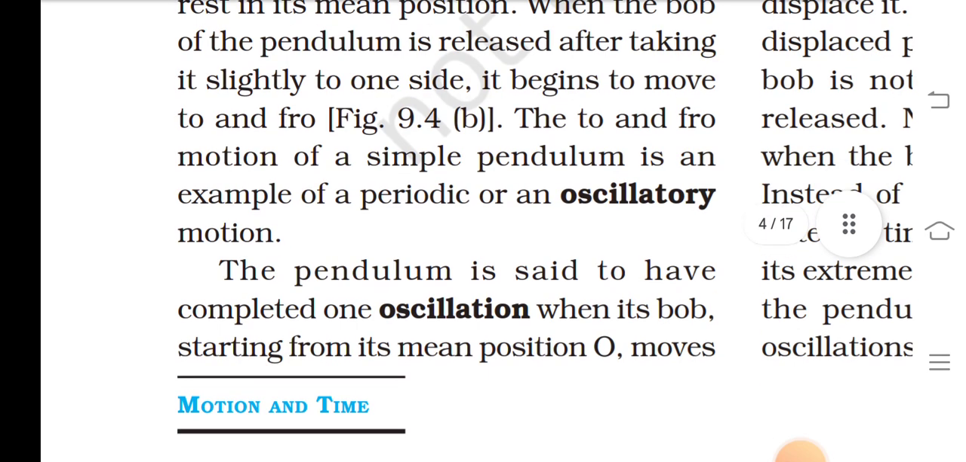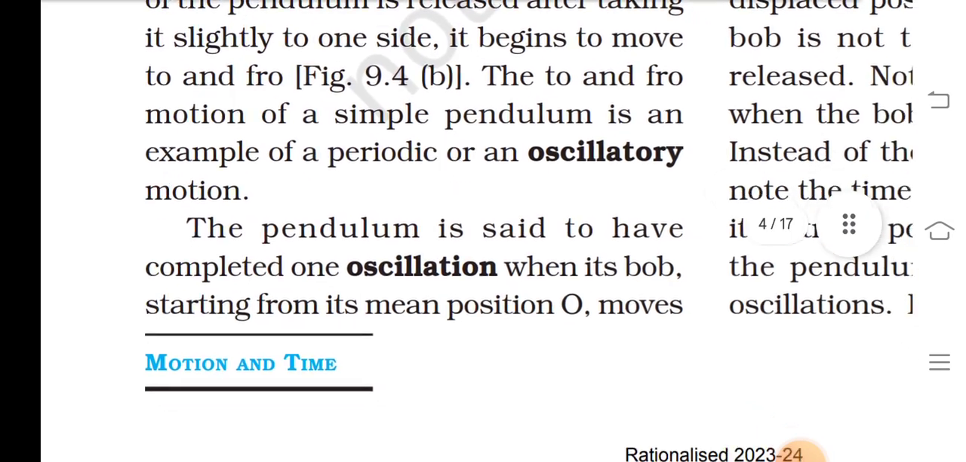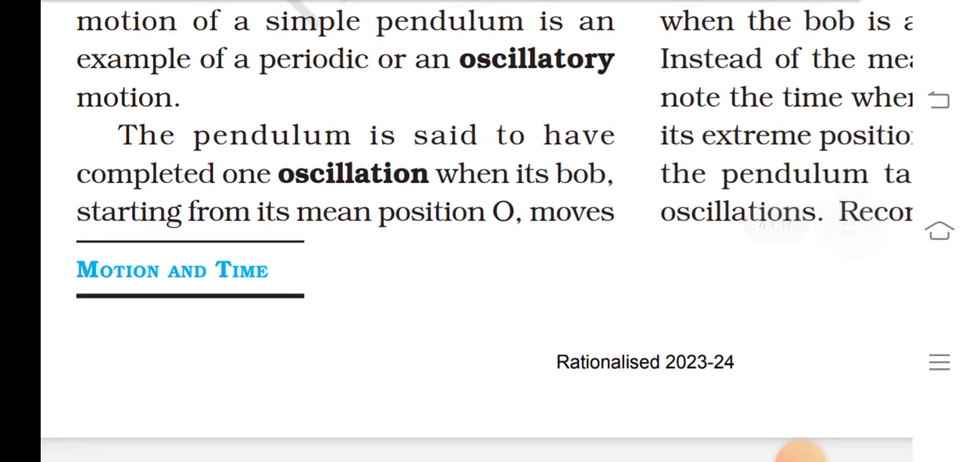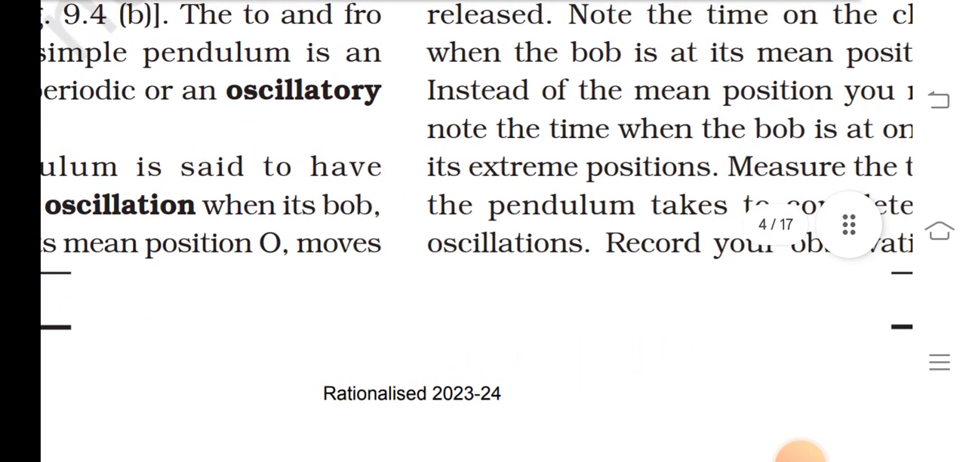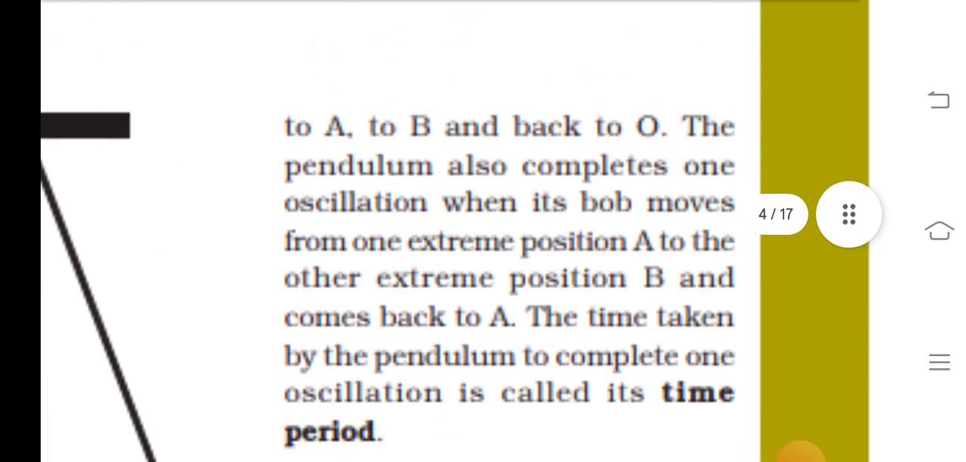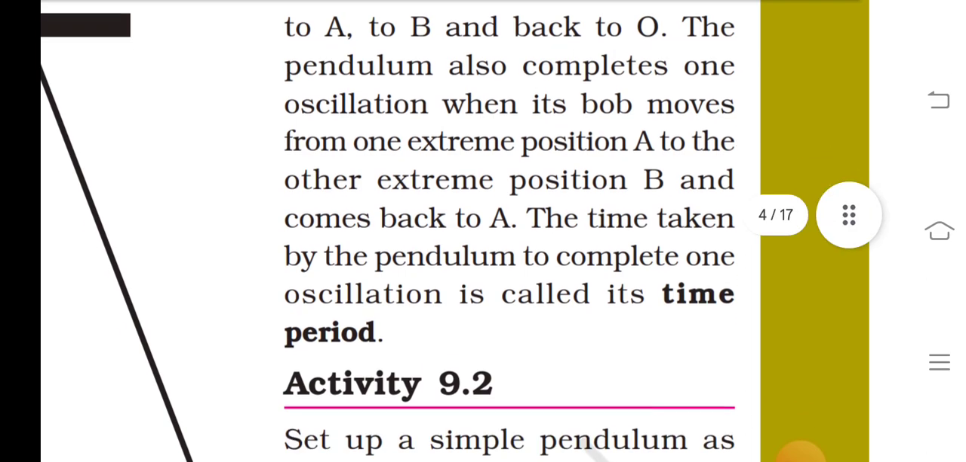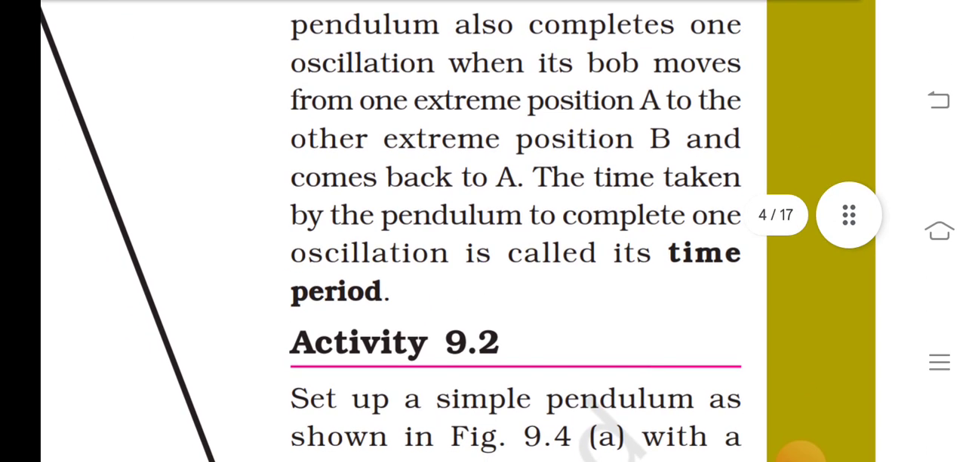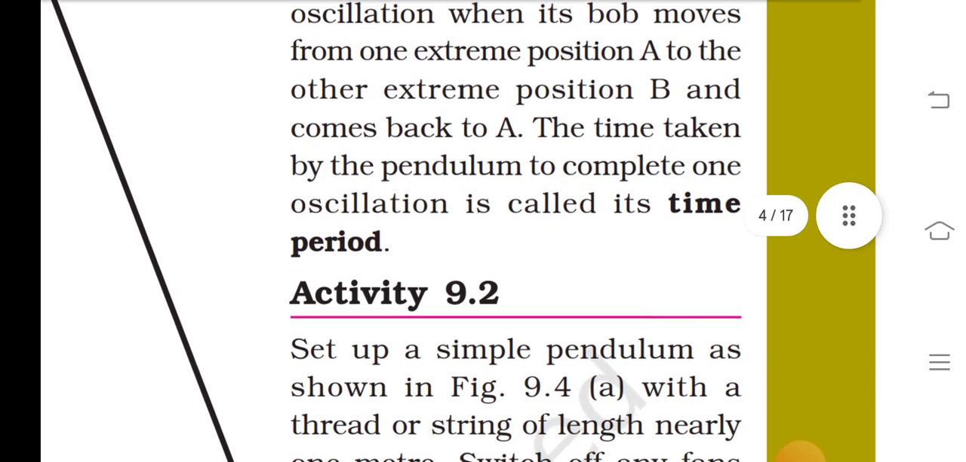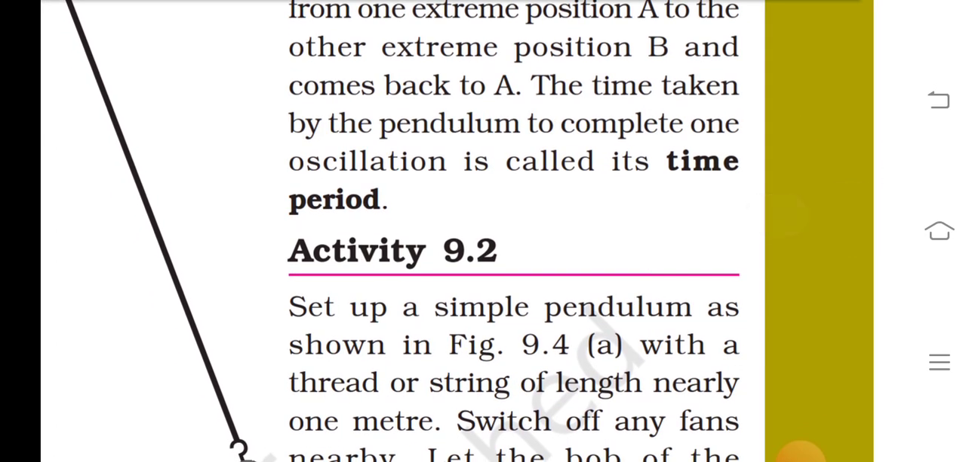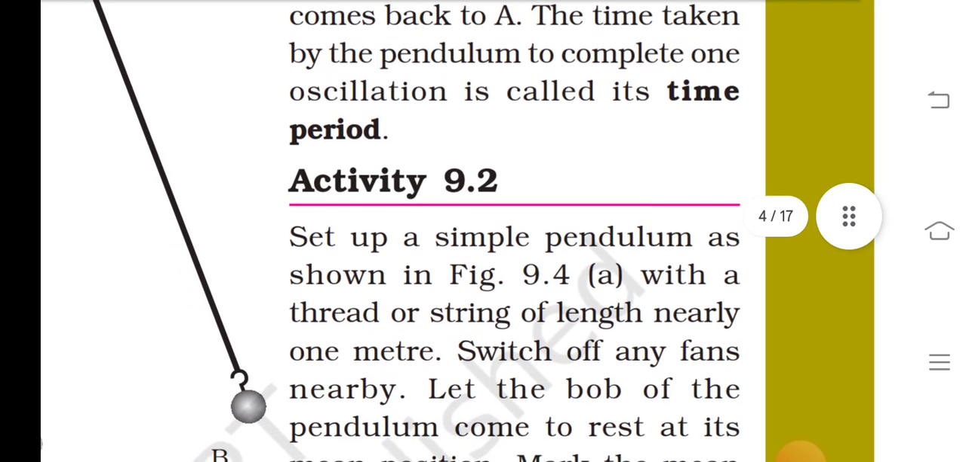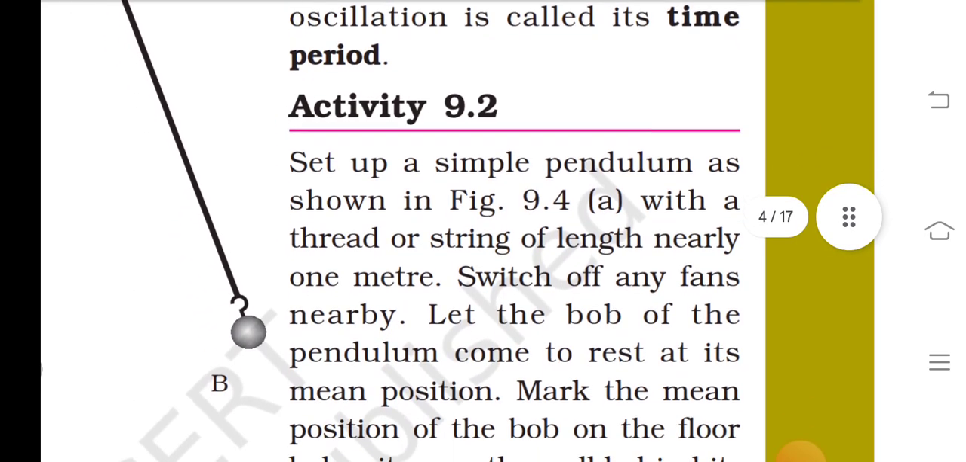The motion of a simple pendulum is an example of periodic and oscillatory motion. The pendulum is said to have completed one oscillation when its bob, starting from its mean position O, moves to A, to B and back to O. The pendulum also completes one oscillation when its bob moves from one extreme position A to the other extreme position B and comes back to A. The time taken by the pendulum to complete one oscillation is called its time period.